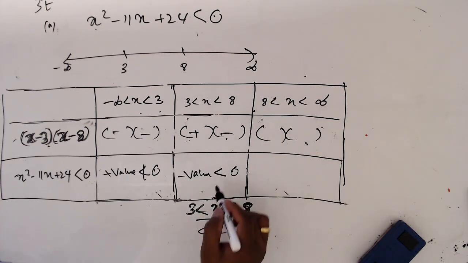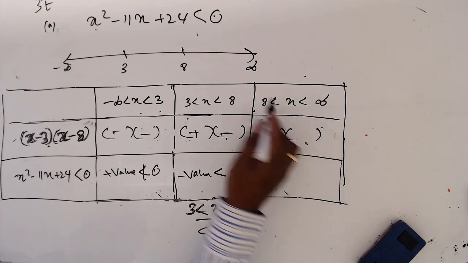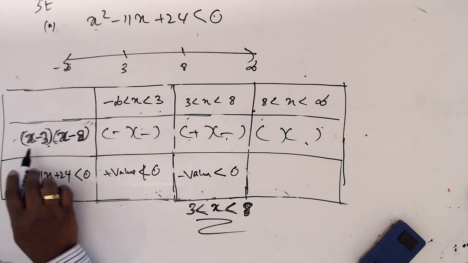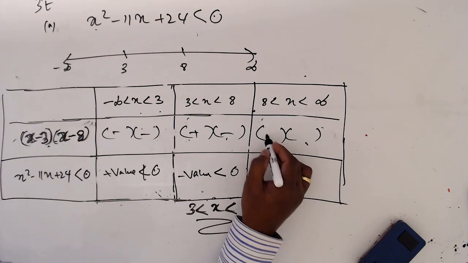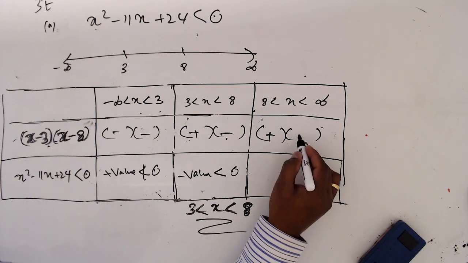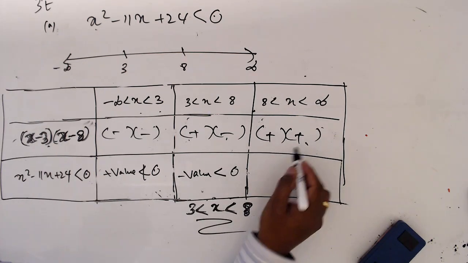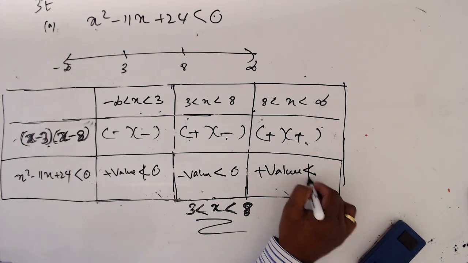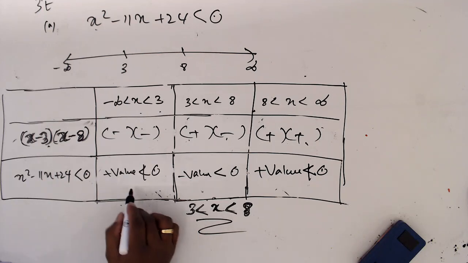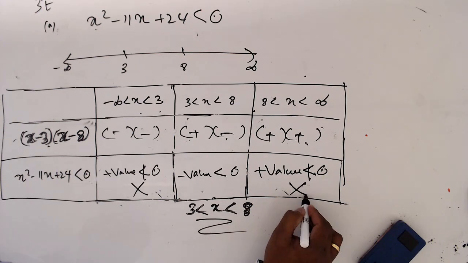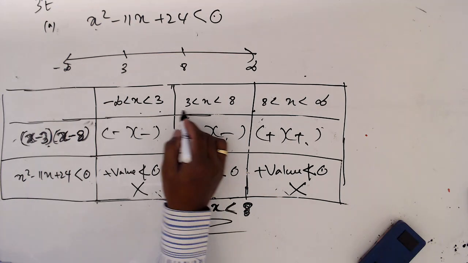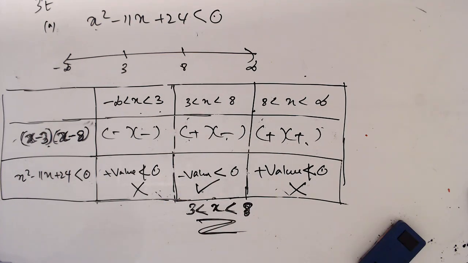And any value greater than 8, say 10,000. 10,000 minus 3 is positive. 10,000 minus 8 is positive. Positive times positive, so it is a positive value, not less than 0. Then this interval doesn't work, this interval doesn't work, only the matching interval is 3 greater than x greater than 8. So you can represent it this way as well.